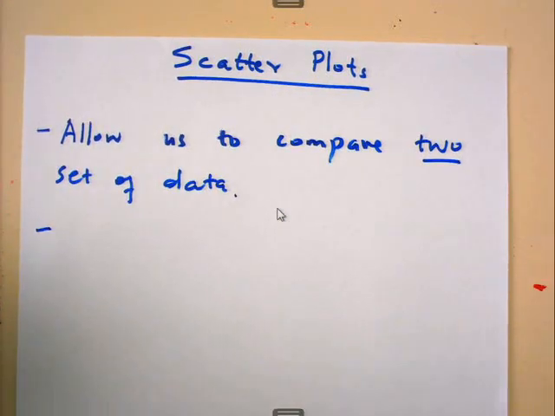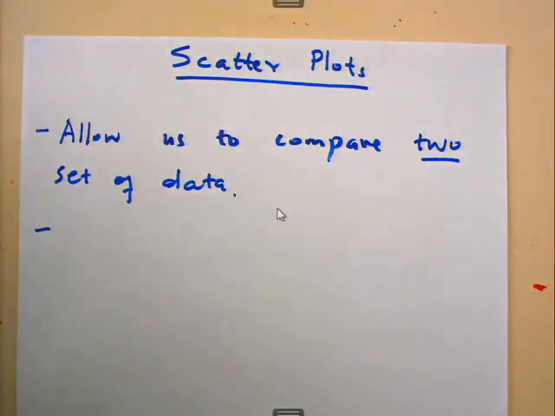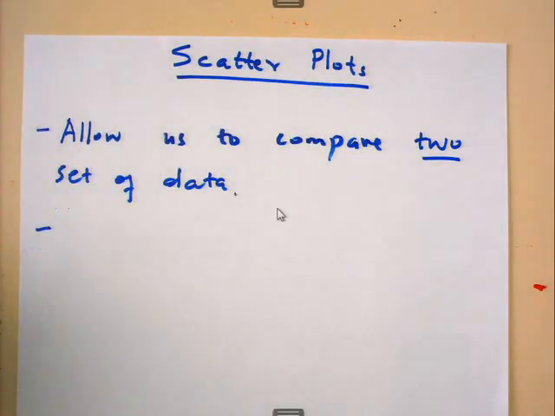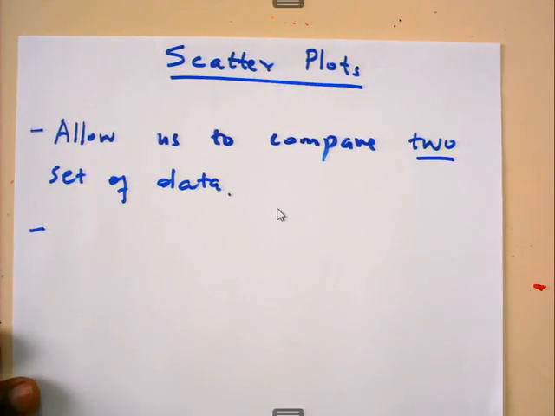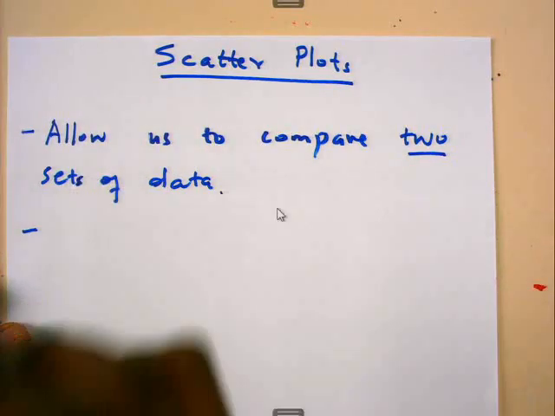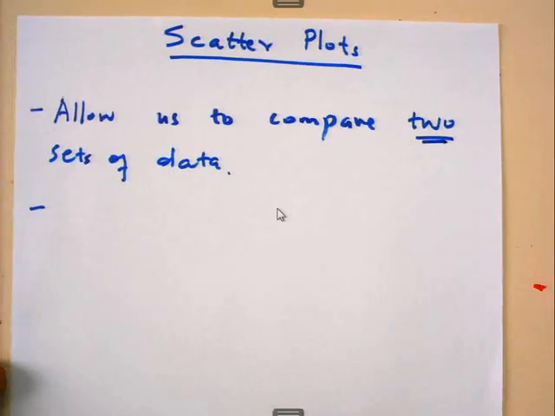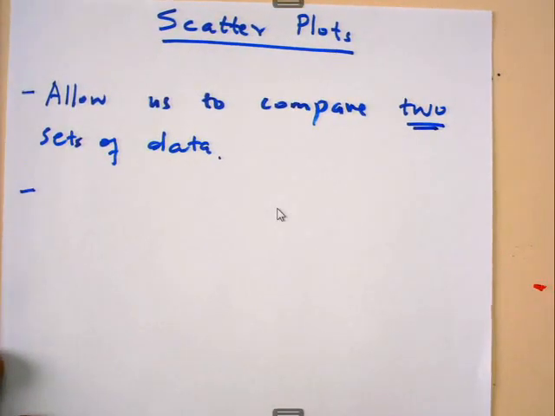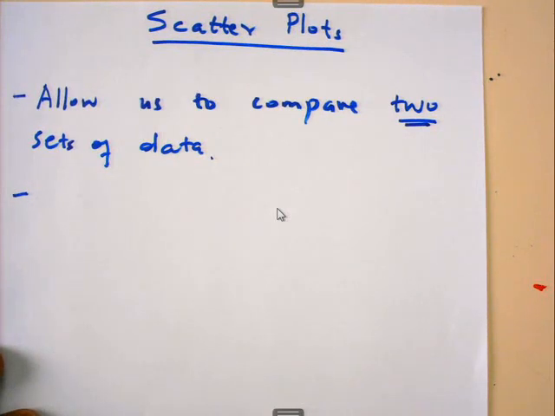You must be careful that you have ungrouped data that you have dealt with. You also have grouped data that you have dealt with in the topic statistics. But now with scatter plots, you need to make sure that you have 2 sets of data. They must be 2. You can see that I underline the word 2. We'll make an example to check how we deal with these 2 sets of data.